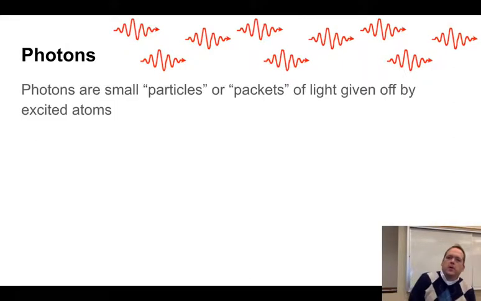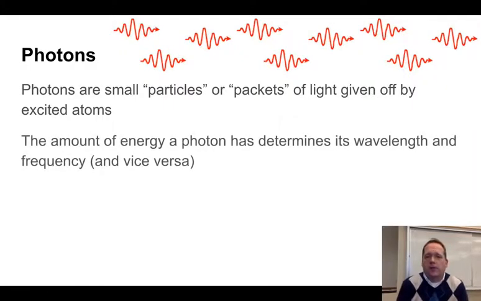Now, what the heck is a photon? Well, generally, if you see them symbolized in a physics book, they're drawn as a little squiggle packet. Photons are small particles or little packets of energy, packets of light that are given off by, ultimately, excited atoms. So the amount of energy that a photon has determines the wavelength or the frequency of that photon and vice versa. And this is the same that we've been talking about with wavelengths and frequencies of various kinds of electromagnetic waves. If I have a 600 nanometer photon, I can work out how much energy it has. I can work out what its frequency is.